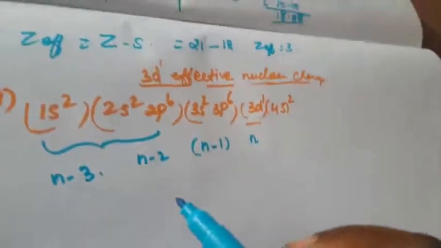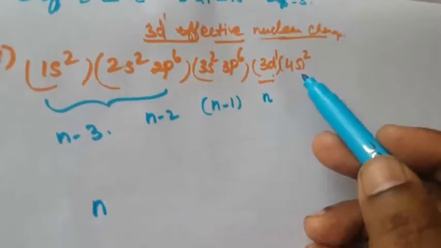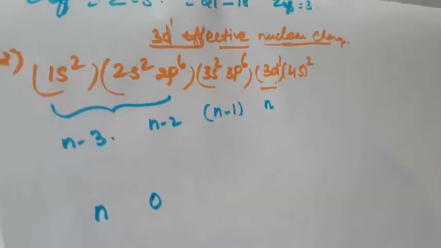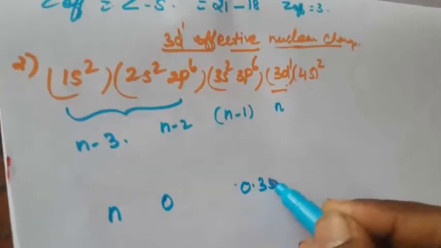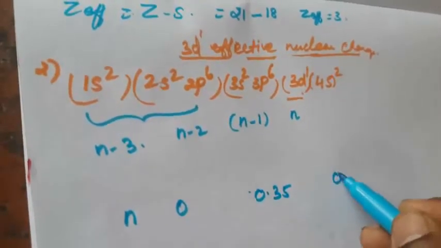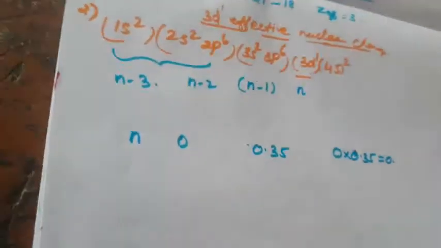So again you write the tabular column. I don't want to write it again. So that is the n value. How many electrons are there in the nth shell? 1 electron. So that is no electron. 1 electron is leaving. So remaining no electron, that is 0. What is that value? 0.35. You are multiplying the electrons, 0 multiplied by 0.35 equal to 0. Okay, the first value will be 0.